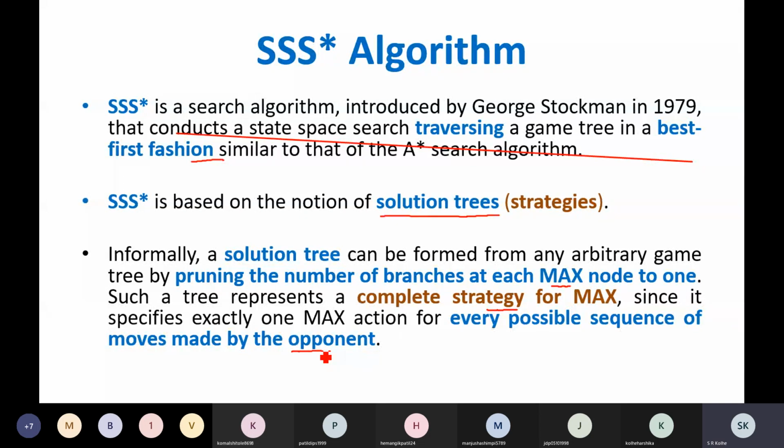So at this stage we are trying to understand what is a strategy or what is a solution tree. A strategy or solution tree is a tree which you are going to derive from the game tree, where you are going to select one node or one branch from the number of branches at each max node.